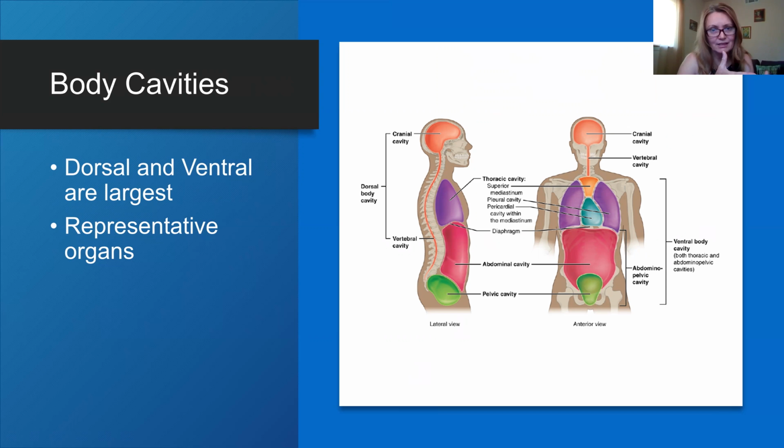However, we do have open body cavities, right? And some of them, like your urogenital cavities, those just open to the environment, or your oral cavity. But here we're specifically looking at closed body cavities. And those body cavities can be divided into dorsal and ventral. So they are the largest. So the dorsal body cavity includes cranial and vertebral, and your brain is inside cranial cavity and spinal cord inside vertebral cavities. Those cavities are also most protected cavities.